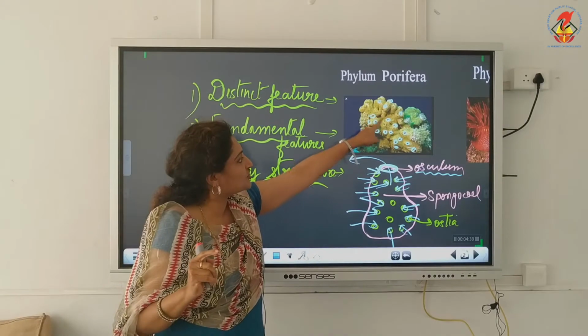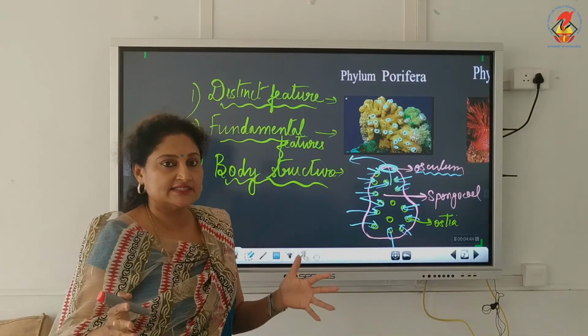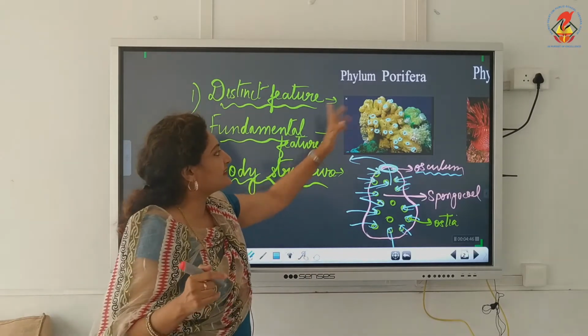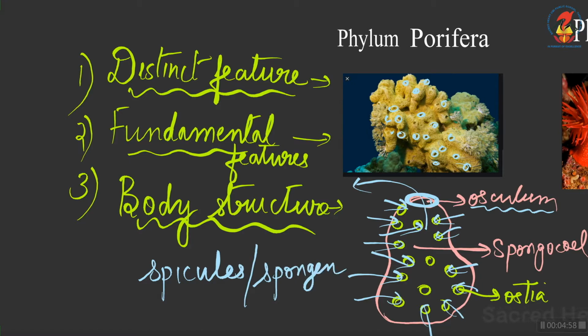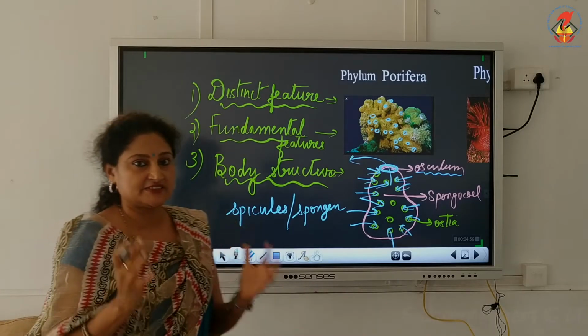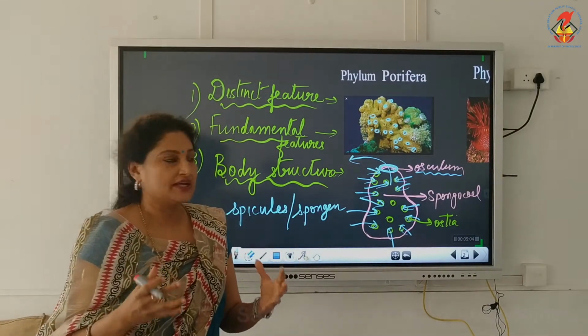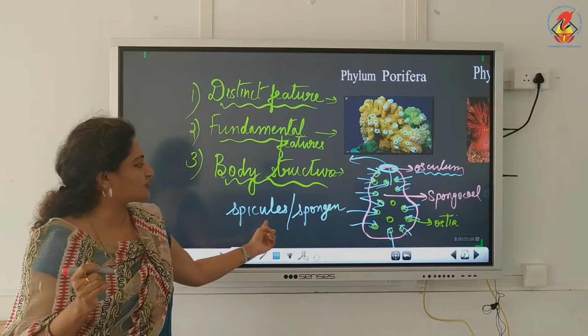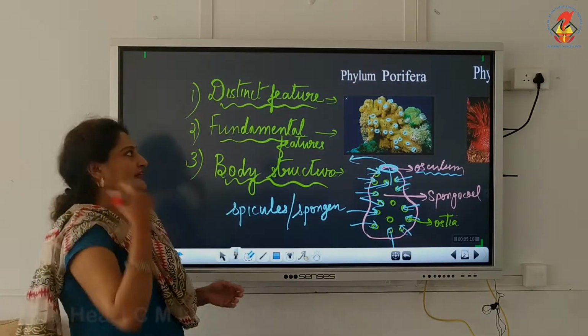Then the texture of the body: it is not slimy, it is not jelly-like, it is sturdy and strong, because the skeleton is supported by spongin fibers or spicules. So once again, the body is very stiff. It is not jelly-like or slimy. It is very stiff because of the presence of spicules or spongin fibers. So once again, a recap of phylum Porifera.